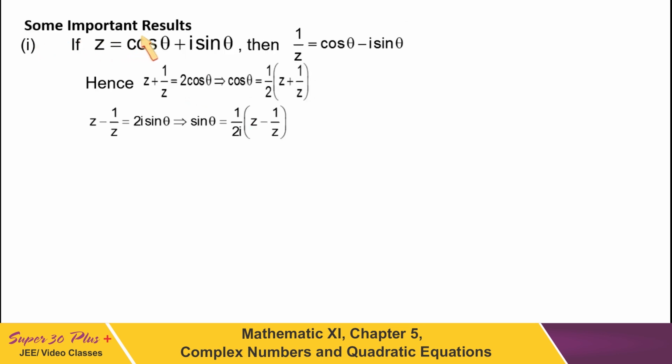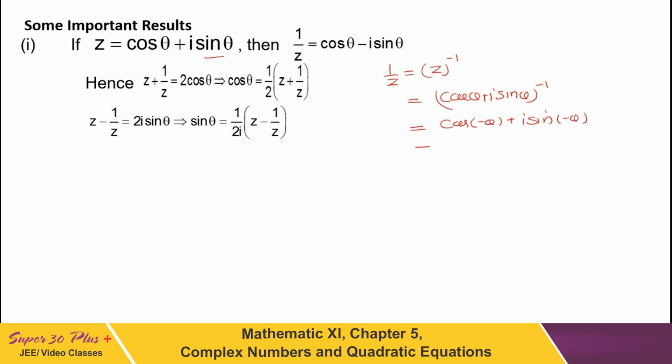Students, some important results are here. If z is equal to cos θ + ι sin θ, then 1/z is cos θ − ι sin θ, because 1/z is equal to z^(−1), and it is equal to (cos θ + ι sin θ)^(−1). Now by using De Moivre's theorem we can write it as cos(−θ) + ι sin(−θ).